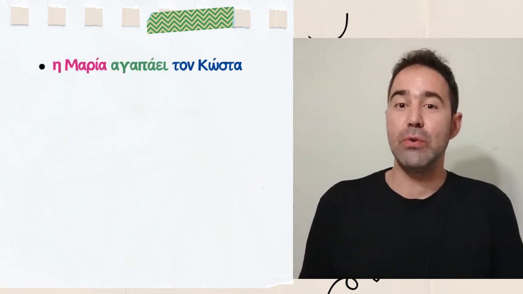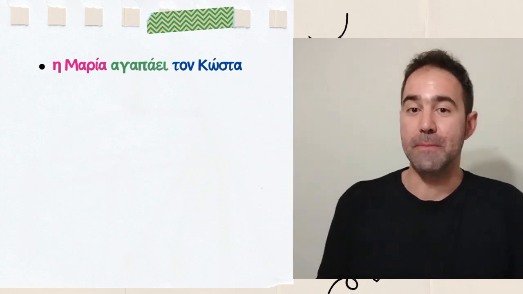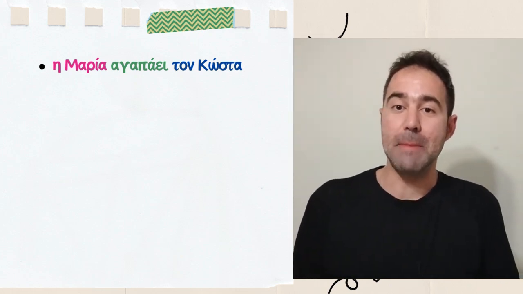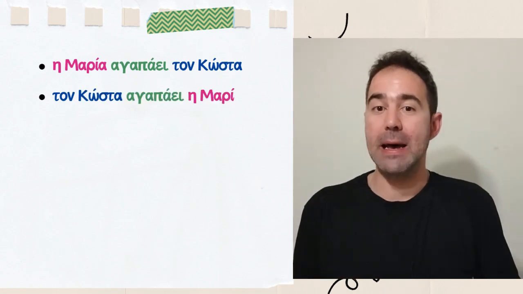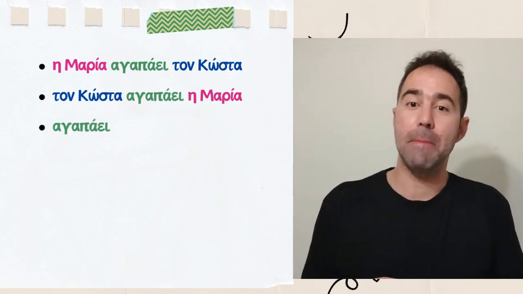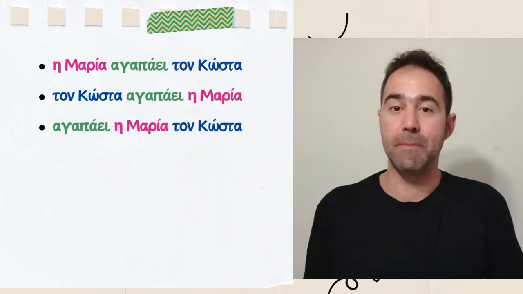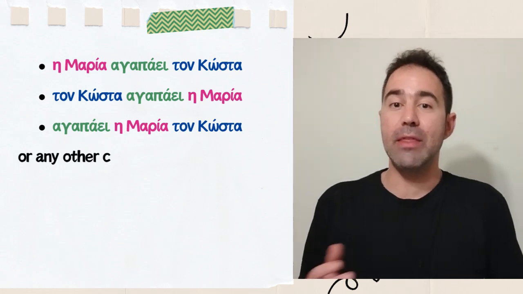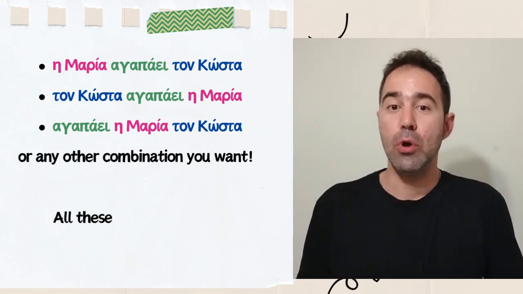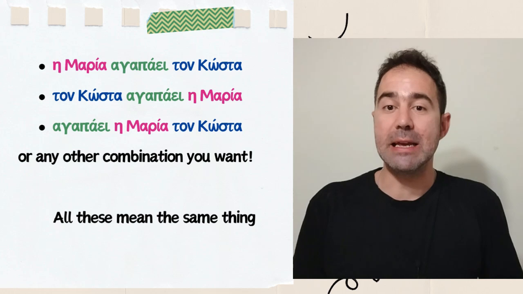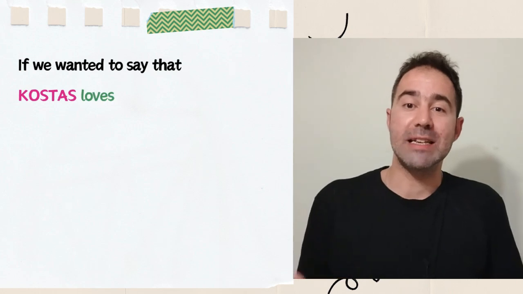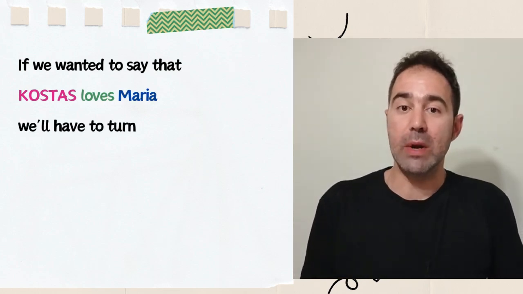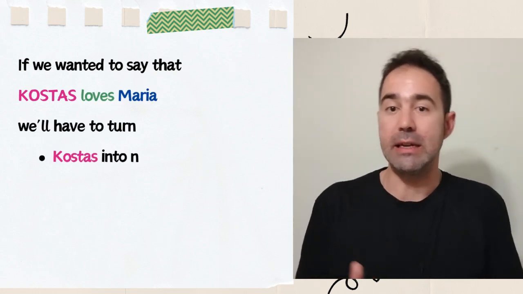Now let's see a few examples of the word order. For example, η Μαρία αγαπάει τον Κώστα, or τον Κώστα αγαπάει η Μαρία, or αγαπάει η Μαρία τον Κώστα, or any other combination you want. All these mean the same thing. Maria loves Kostas.